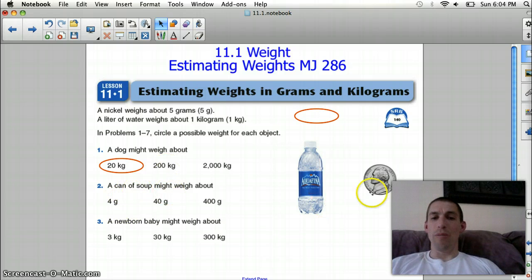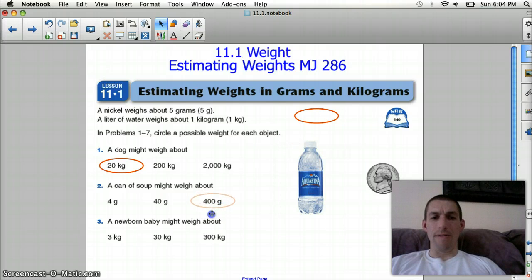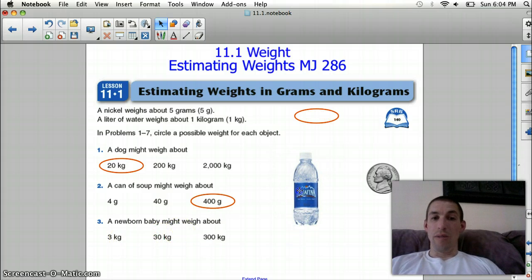A can of soup. Is it going to be weighing the same as this? No. What about 40 of these? No, probably not. It's probably going to be about 400 grams, give or take. A newborn baby? Well, let me tell you, she might weigh 3 of these. She certainly doesn't weigh 30 of these, and she certainly doesn't weigh 300 of these. So it would be right there.